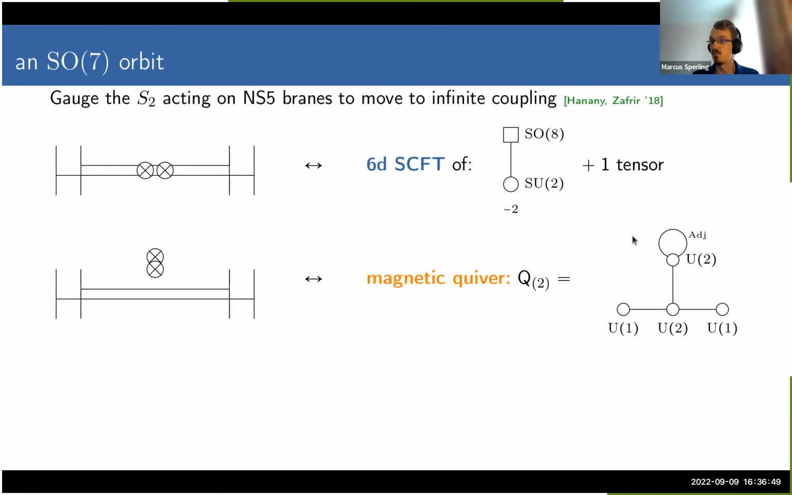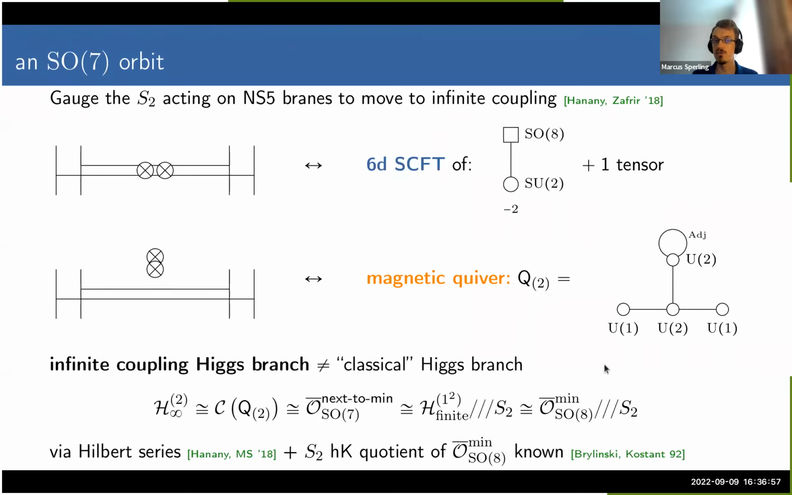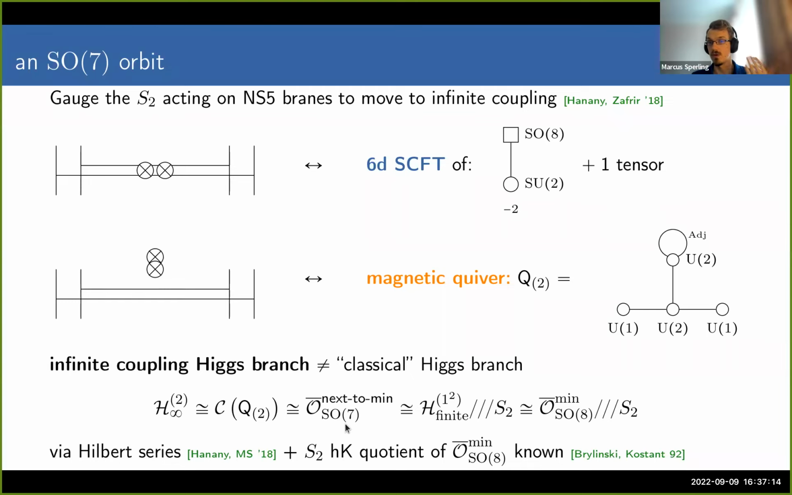Once you accept this proposal for the magnetic quiver, you can again sit down and compute your Hilbert series. Once you compute your Hilbert series, you're going to see that the Higgs branch at infinite coupling, the only way we know how to compute it is by the Coulomb branch of this object. Now, if I compute the Coulomb branch of this quiver here, you're going to find that it's the next-to-minimal nilpotent orbit of SO7. So it's one of these mathematically very well understood spaces.